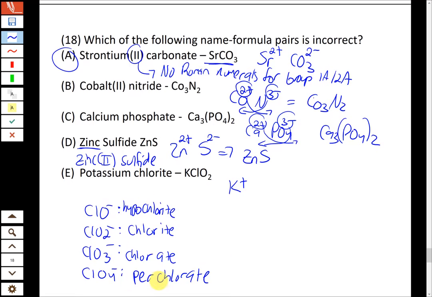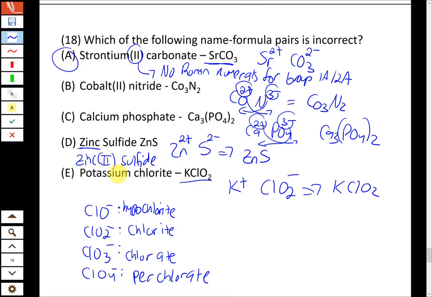So hypochlorite and then perchlorate for the one that has the most oxygens. So those are probably the hardest ones to remember because they're all so similar. But nonetheless, that's the correct formula, ClO2-, and if you have a +1 and a -1, you just need 1 of each. So KClO2 is the correct formula for that. Name and formula are both correct.